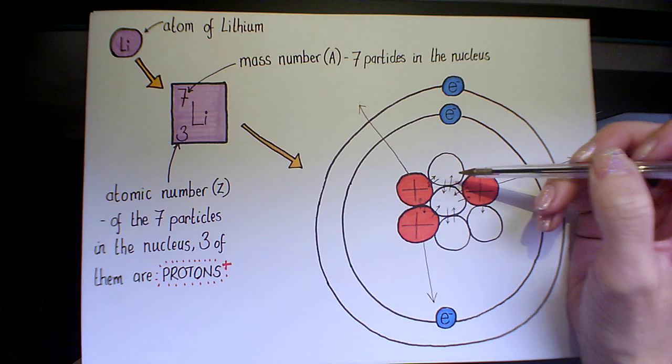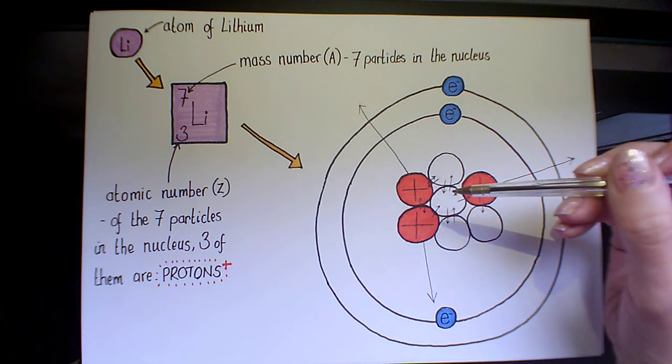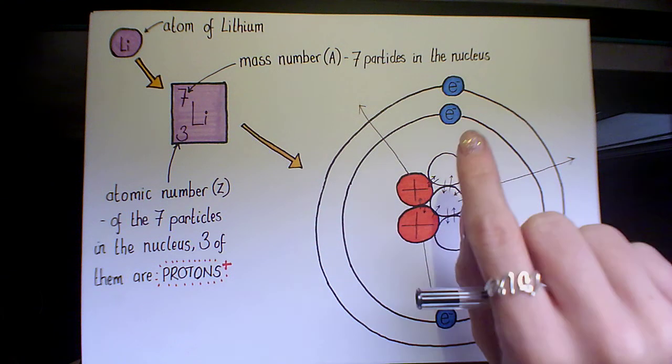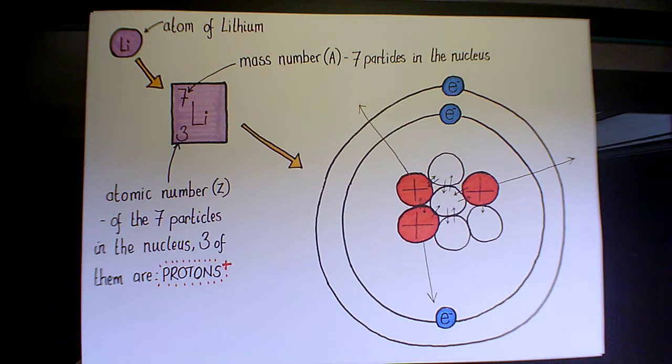So in order to become stable again, what our nucleus would do is it's going to emit something. It's going to kick something out in order to become stable again. And that's what we're going to look at in the next video, how atoms become stable again if their nucleus is unstable.